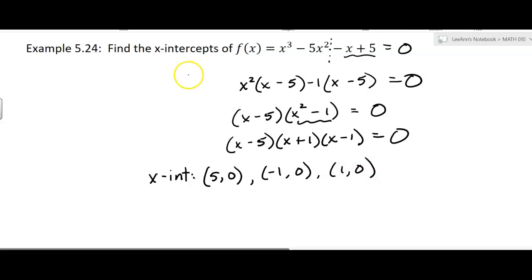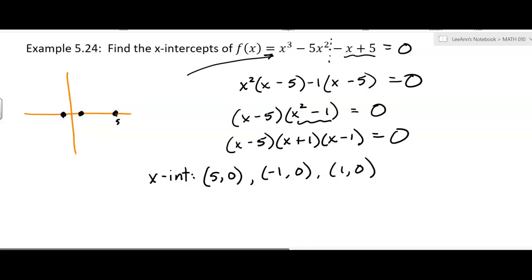Now, if you remember what we did with end behavior, and you wanted to say, hey, I want to sketch this, what does it look like? You could say, well, here's my axis system. And then I know I have zeros at 5, negative 1, and 1. So I know I have points on my graph here.